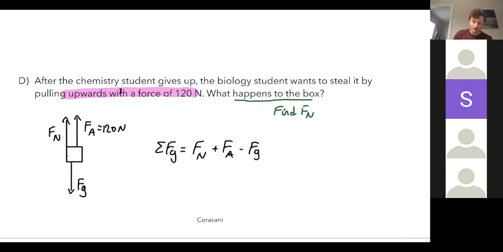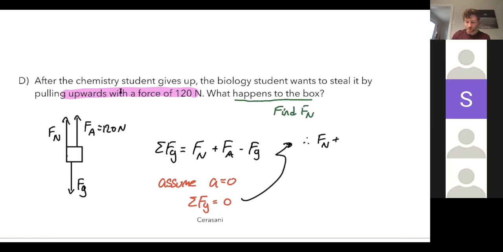Now, what we're going to do is assume that the acceleration is still 0. We're going to assume there's nothing happening to this box, so the sum of the forces in the y direction is equal to 0. We're not told that. This person's pulling up with quite a bit of force, so we don't know what's going to happen, but we're going to assume it. So that tells us that the normal force plus the applied force minus the force of gravity equals 0.